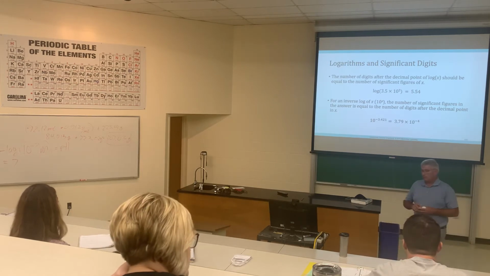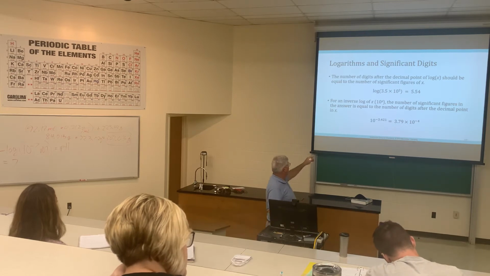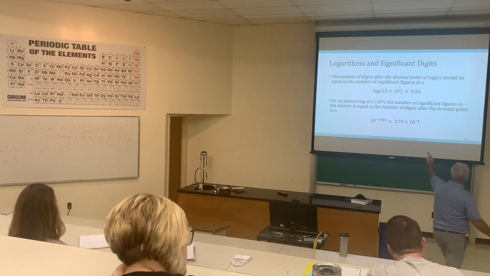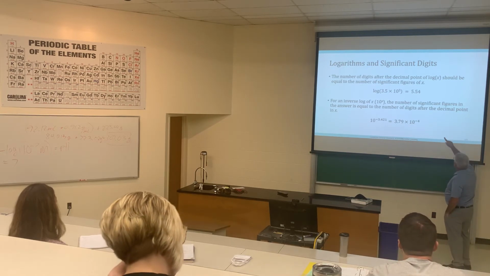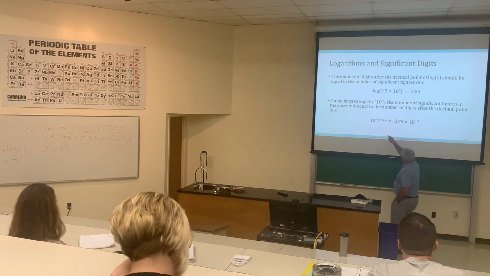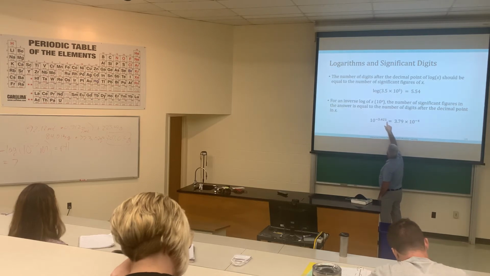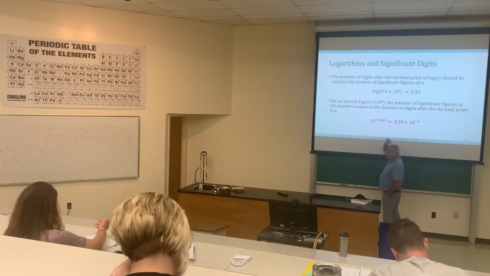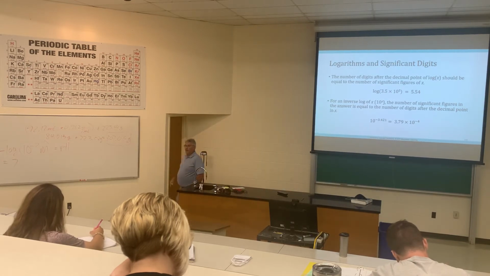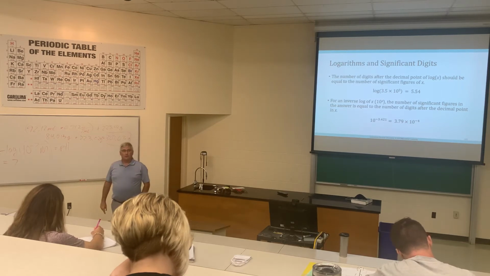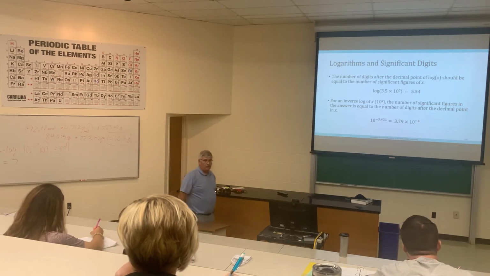The rule. All right. Now, the inverse log, 10 to the x: the number of significant figures in the answer equals the number of digits after the decimal place. So I have 3 after the decimal place, 10 to the negative 3.421 is 3.79 times 10 to the 4th. Okay, so it's the backwards direction. Cool?